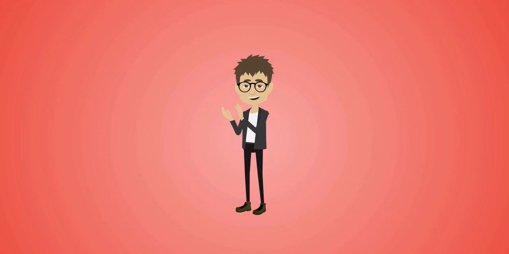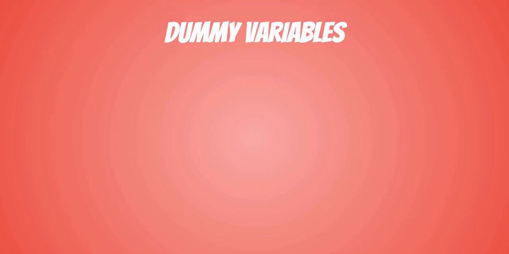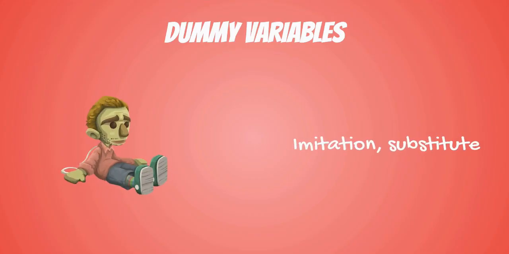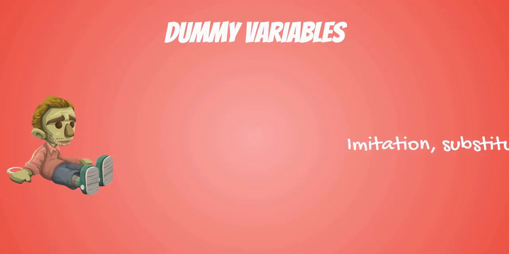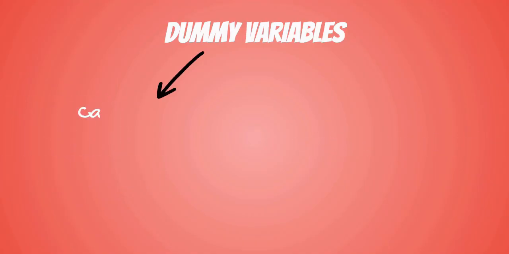Congratulations on reaching the last lesson of our linear regression analysis section. Our focus here will be dummy variables. Apart from the offensive side of the word, there is another meaning, an imitation or a copy that stands as a substitute. In regression analysis, a dummy is a variable that is used to include categorical data into a regression model.